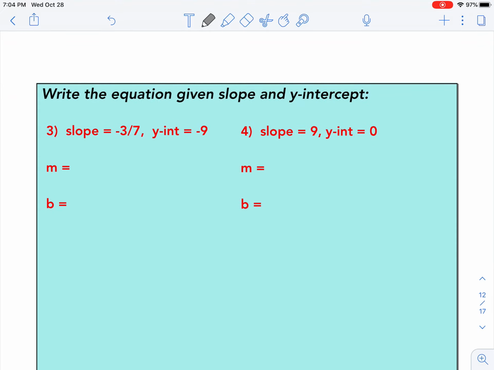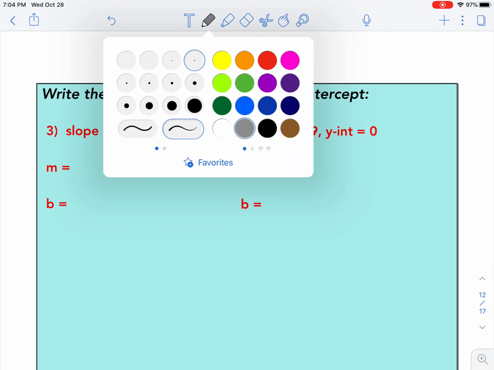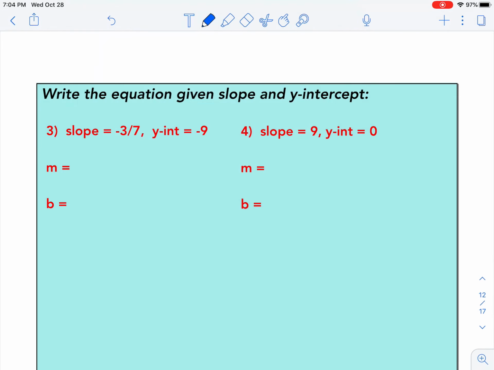All right, let's try a few more. Try these 2 questions. Pause the video right now and then see if you can do these 2 questions and write the equations. Restart the video to see if you got those questions correct.